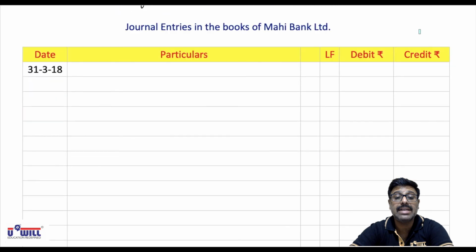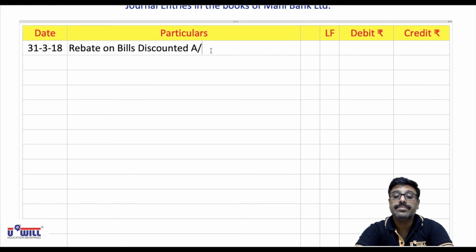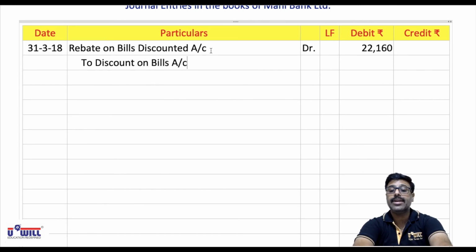So what entry we will pass? Rebate on bills discounted account debit 22160, and that amount will transfer to discount on bills account, that is an income of current year, credit all incomes and gains 22160, being opening rebate on bills discounted.